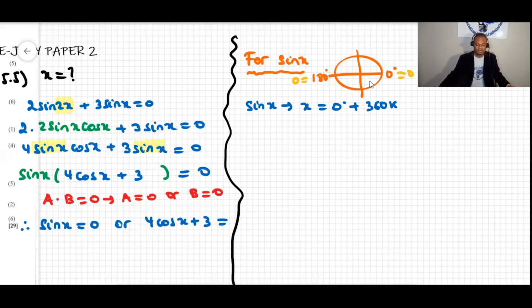Now this is the first quadrant. For the second quadrant, it is also 0 at 180 degrees. You can say or x equal to 180 degrees plus 360k. Why k? K is a number that will determine the number of revolutions because we're talking about the general solution. We don't know how many revolutions there will be. So now here we can just say k is an element of the integers.